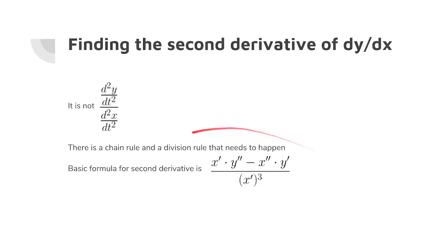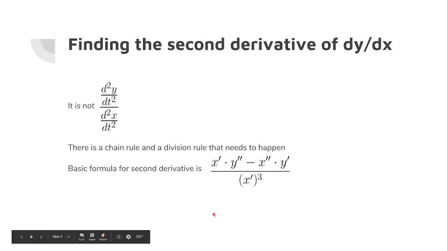So we can see over here, this is kind of our basic formula after solving the chain rule and division rule here, of the first derivative of x times the second derivative of y minus the second derivative of x times first derivative of y all over x prime cubed. Now the cubed happened because we had to pull out a dx when we did chain rule of saying d dt of dy dx. So that's where we get this extra x prime down here.